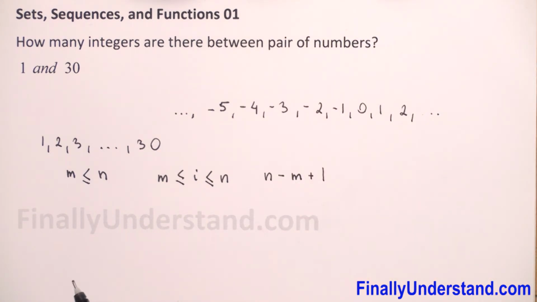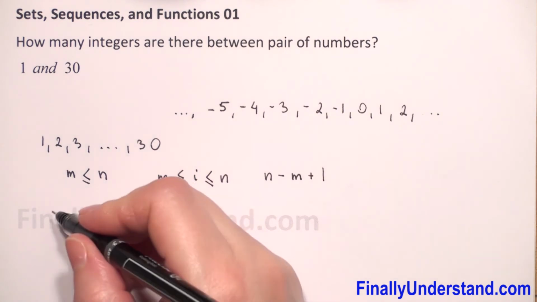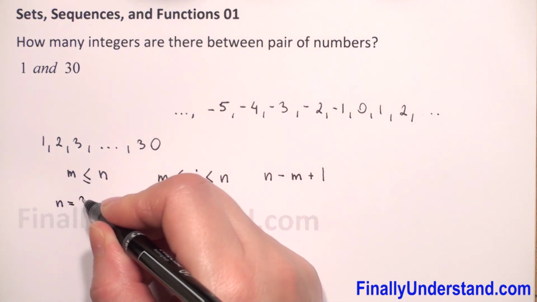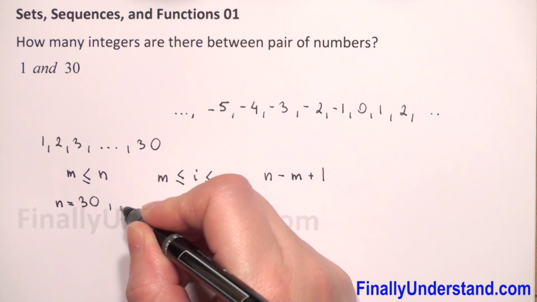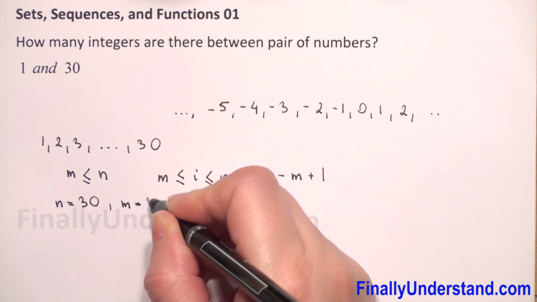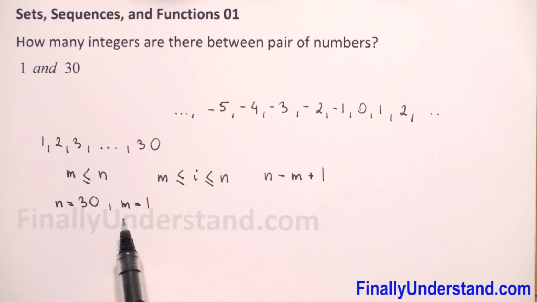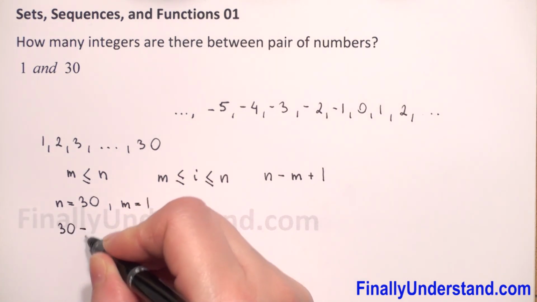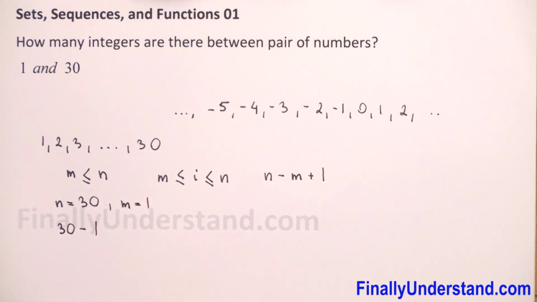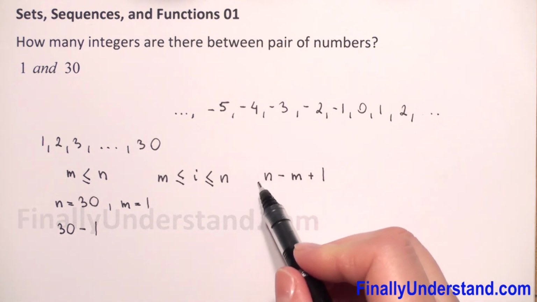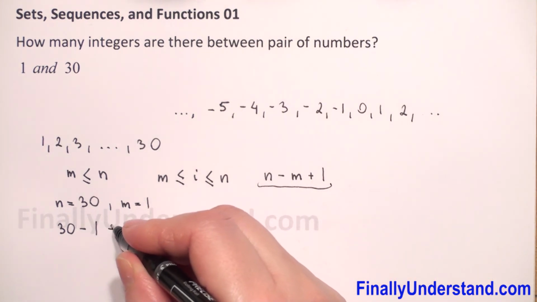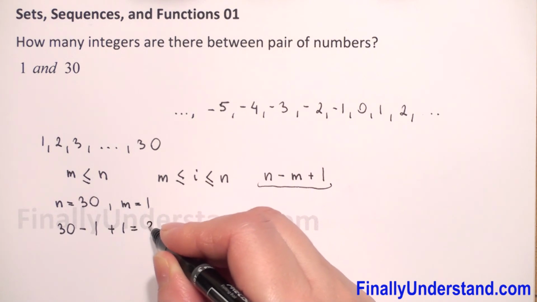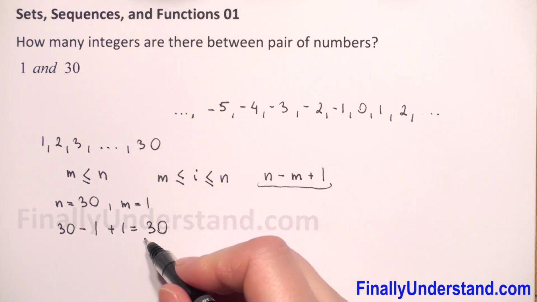So in our case, our n is 30. Our m is 1. From the largest number, we have to subtract the smallest. So we have 30 minus 1, and we need to add 1, plus 1. So this is equal, of course, to 30. This is our answer.